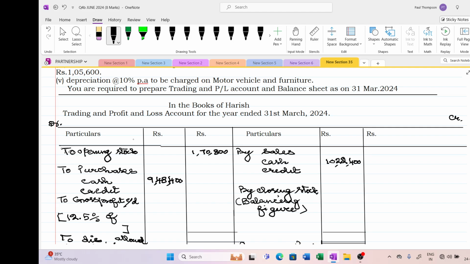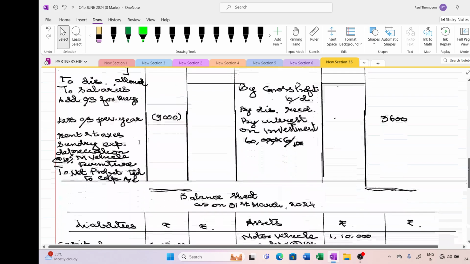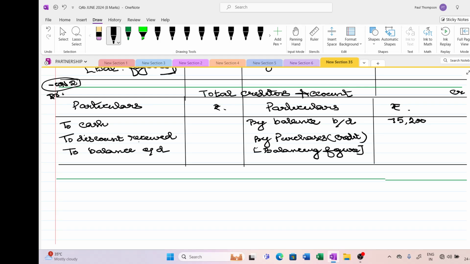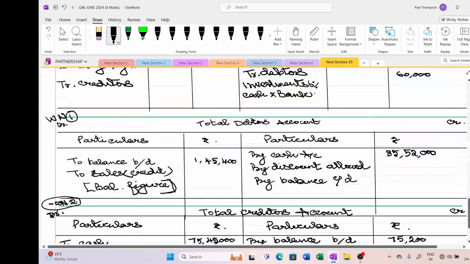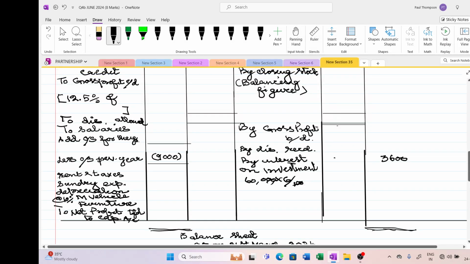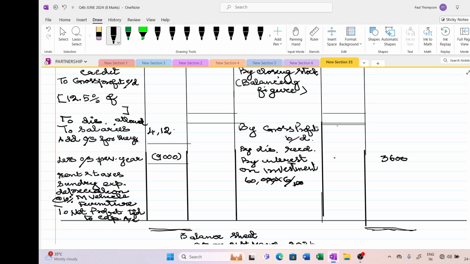Next, they have given payment made to creditors. I should go to the creditors account, to cash 75 lakh 45,000. Please download the question and see the question. Then they have given salaries paid 4 lakh 12,800. You come to the P&L account. Salaries paid 4 lakh 12,800. I am just posting from the cash and bank balance.